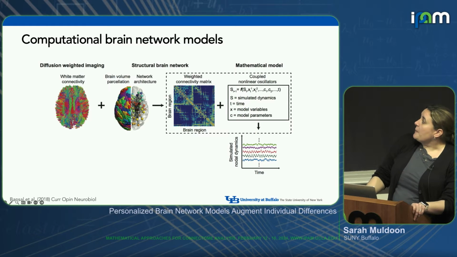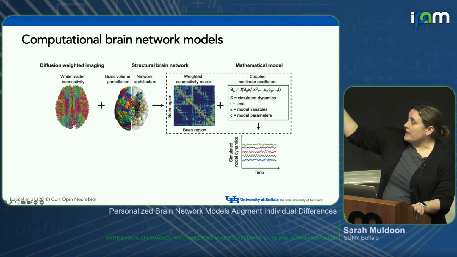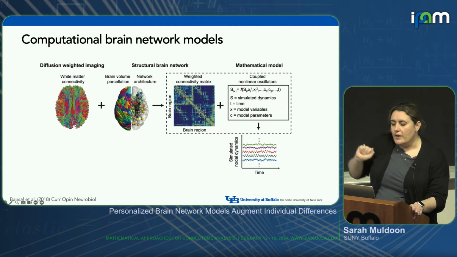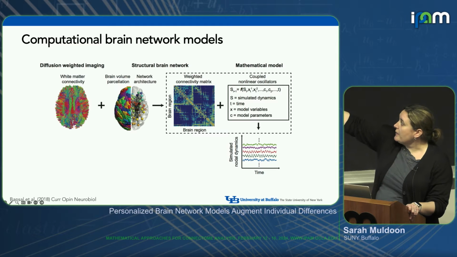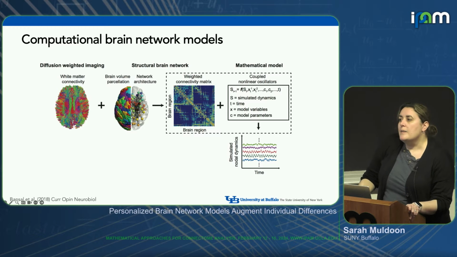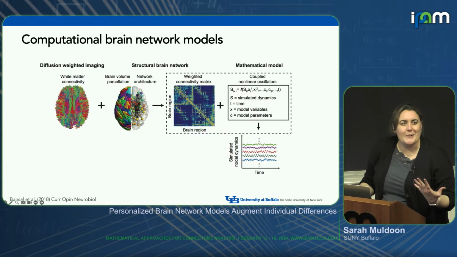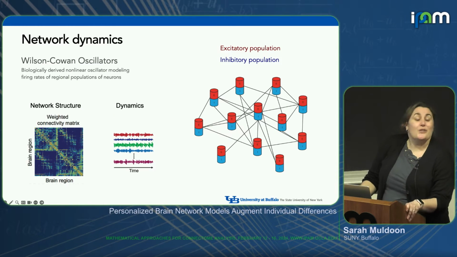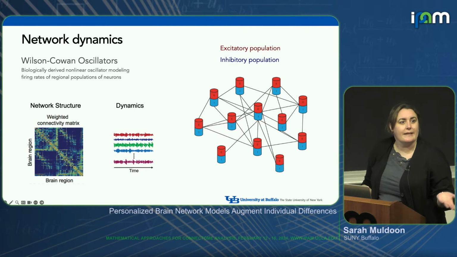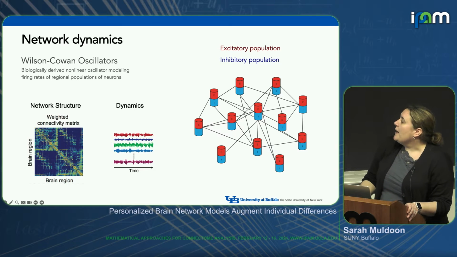Okay, so like I said, the big thing about these computational brain networks is we have, from the data, our structural brain network, we're going to combine that with our mathematical model, and we're going to get out these simulated dynamics. So I keep just saying this mathematical model, but what do we actually use? You can use lots of things, and the real answer is it's going to depend on the type of question you want to answer, right? Like everything else does with modeling.